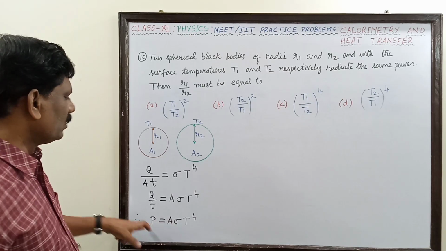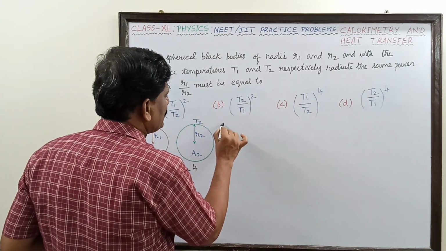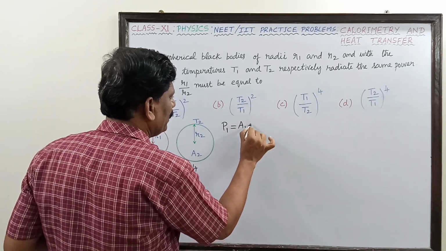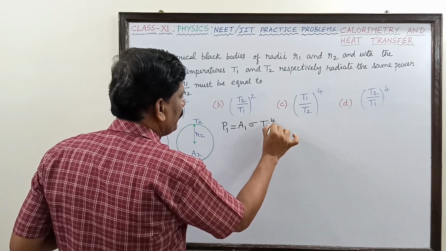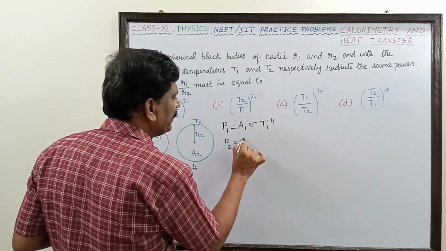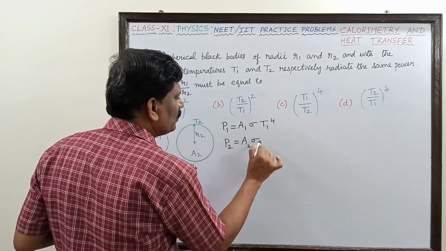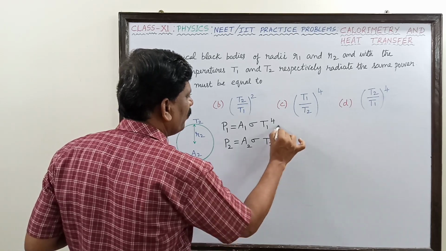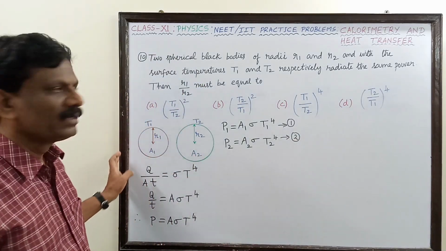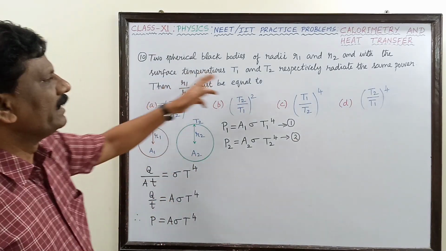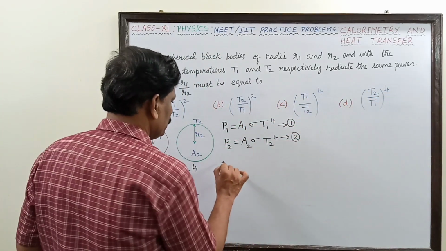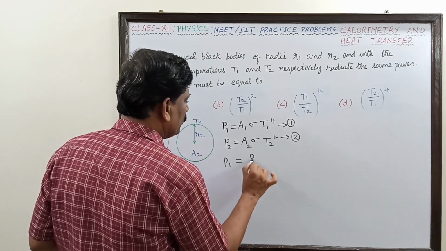Now the power radiated by the first sphere, I will take it as P1. So P1 must be equal to the surface area A1 into sigma into T1 power 4. And the power radiated by the second sphere is P2, equal to surface area A2 into sigma into T2 to the power 4. I will call these two equations 1 and 2. Now what is given? They radiate the same power. So P1 is equal to P2.